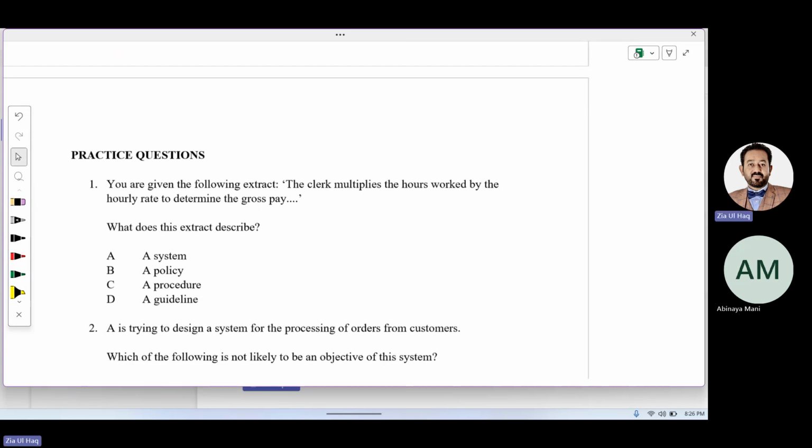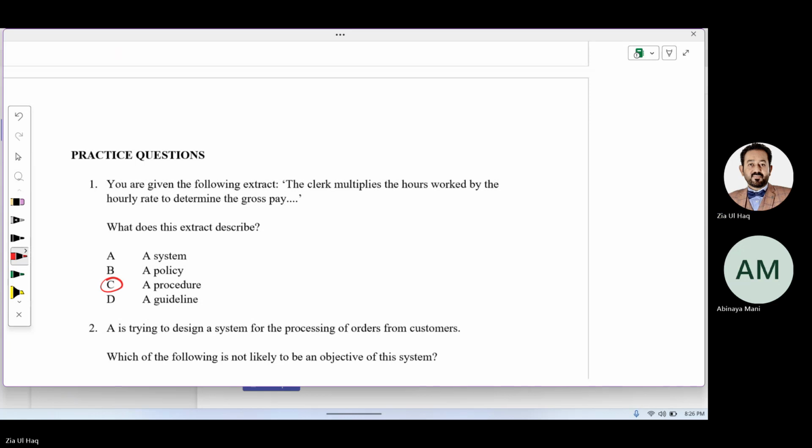MCQ number 1, you are given the following extract. The clerk multiplies the hours worked by the hourly rate to determine the gross pay. What does this extract describe? A system, policy, procedure, or guideline? Is that policy? Procedure. This is a procedure that you have followed to calculate payroll.